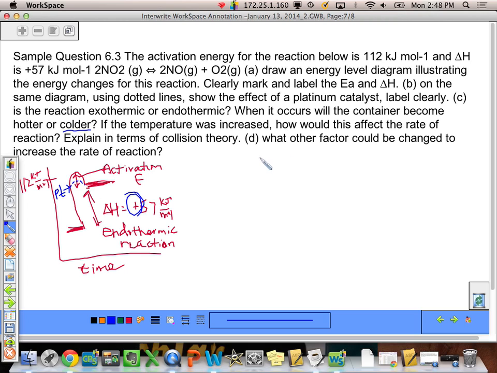And then what other factors could change to increase the rate of the reaction? You may want to think about increasing the pressure. If you increase the pressure or decrease the volume, both of those things are very closely related, we should increase the amount of collisions that you have.